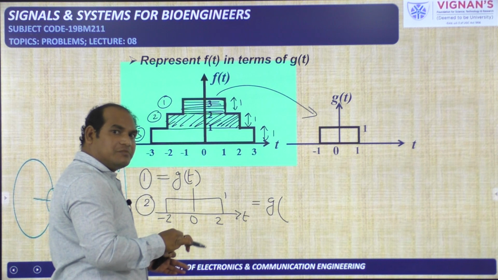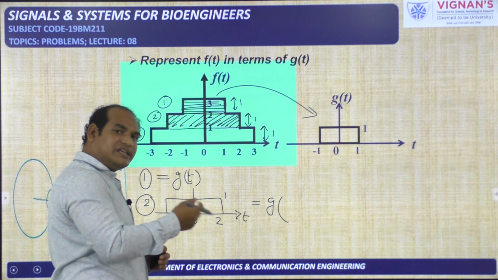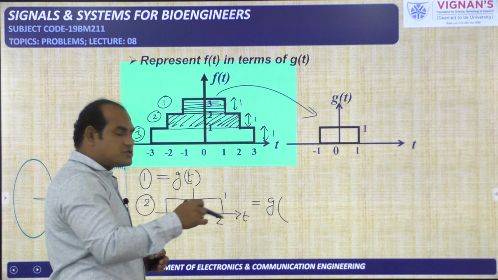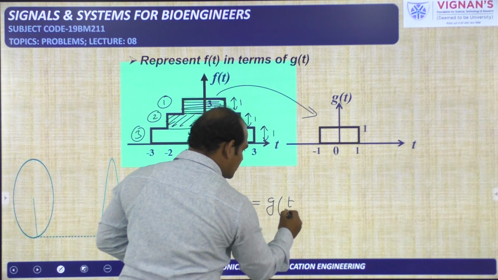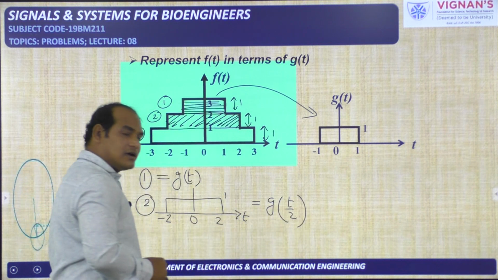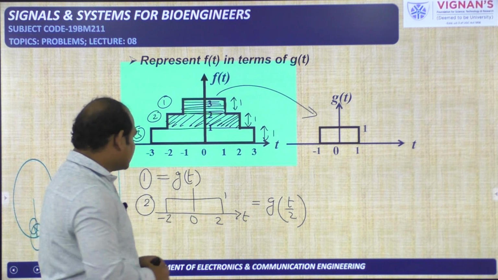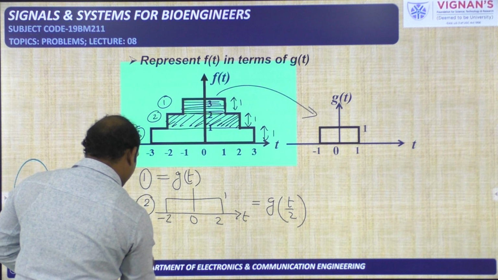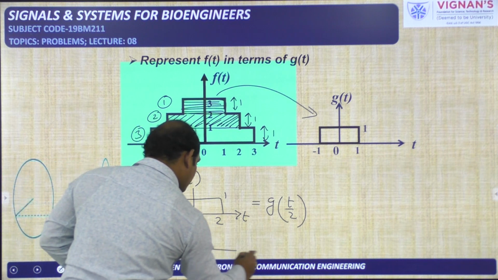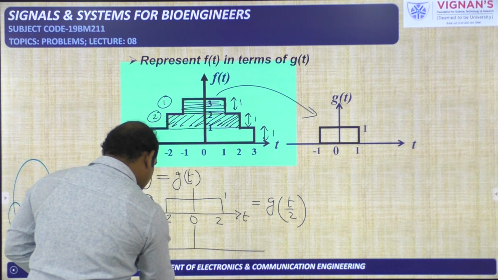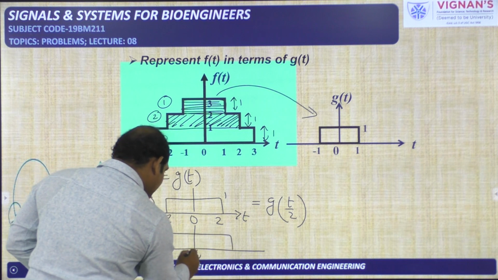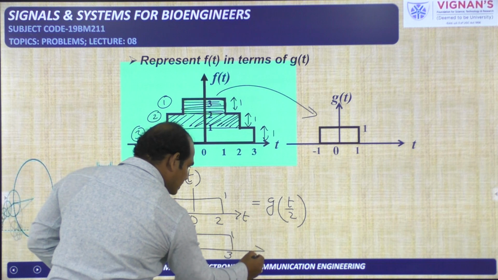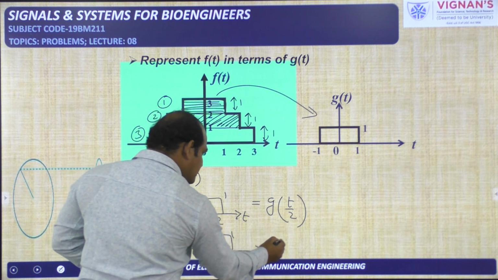2t means compression because 2 is greater than 1. So t by 2 means where the scaling factor a is equal to 1 by 2 less than 1, so expansion will come. So this is g of t by 2, then you will get like this. Okay, now another one, third one I am taking here. Third one is also a rectangle pulse signal, that is from -3 to +3 with amplitude 1, and it is looking like this.